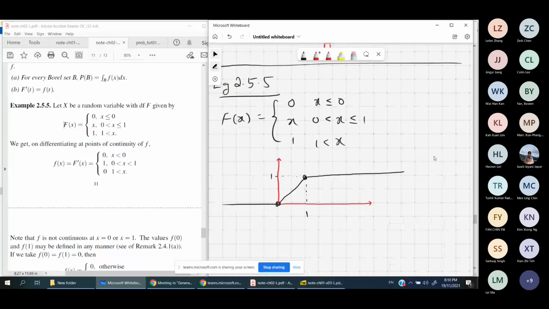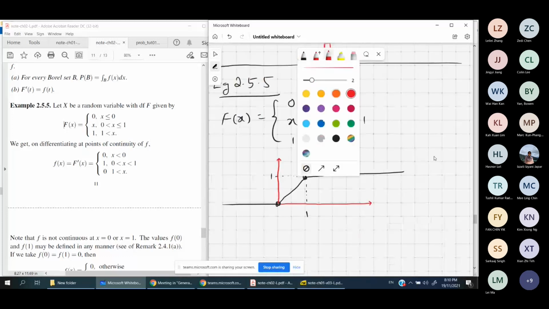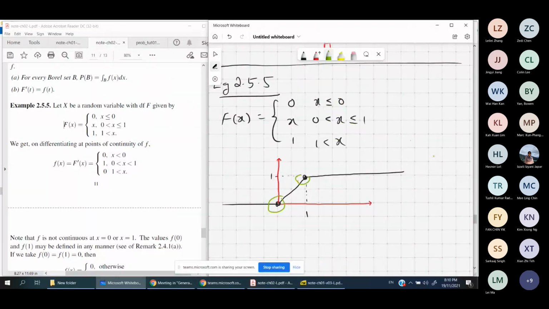So in here we can note this from here. So we can look at this point and this point. So these 2 points whereby f is not smooth. Okay. So if f is not smooth, we can exclude these 2 points when we want to construct our density function here.